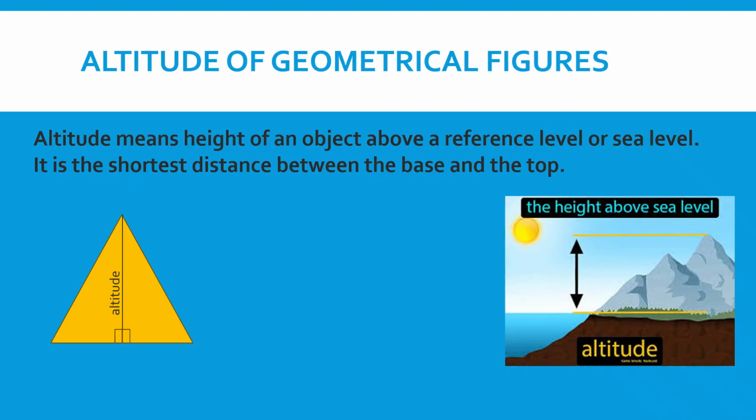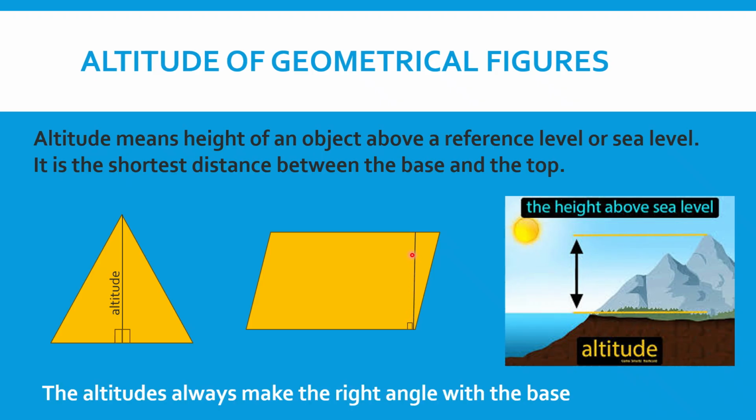The first shape is a triangle. A triangle has a base and a top, and the difference between the base and the top is the altitude. Altitude is also known as the height, and it always makes a right angle with the base. Look at another shape. This shape is a parallelogram. This is the base of this parallelogram, and this is the height or altitude of parallelogram, and it is making a right angle with the base.